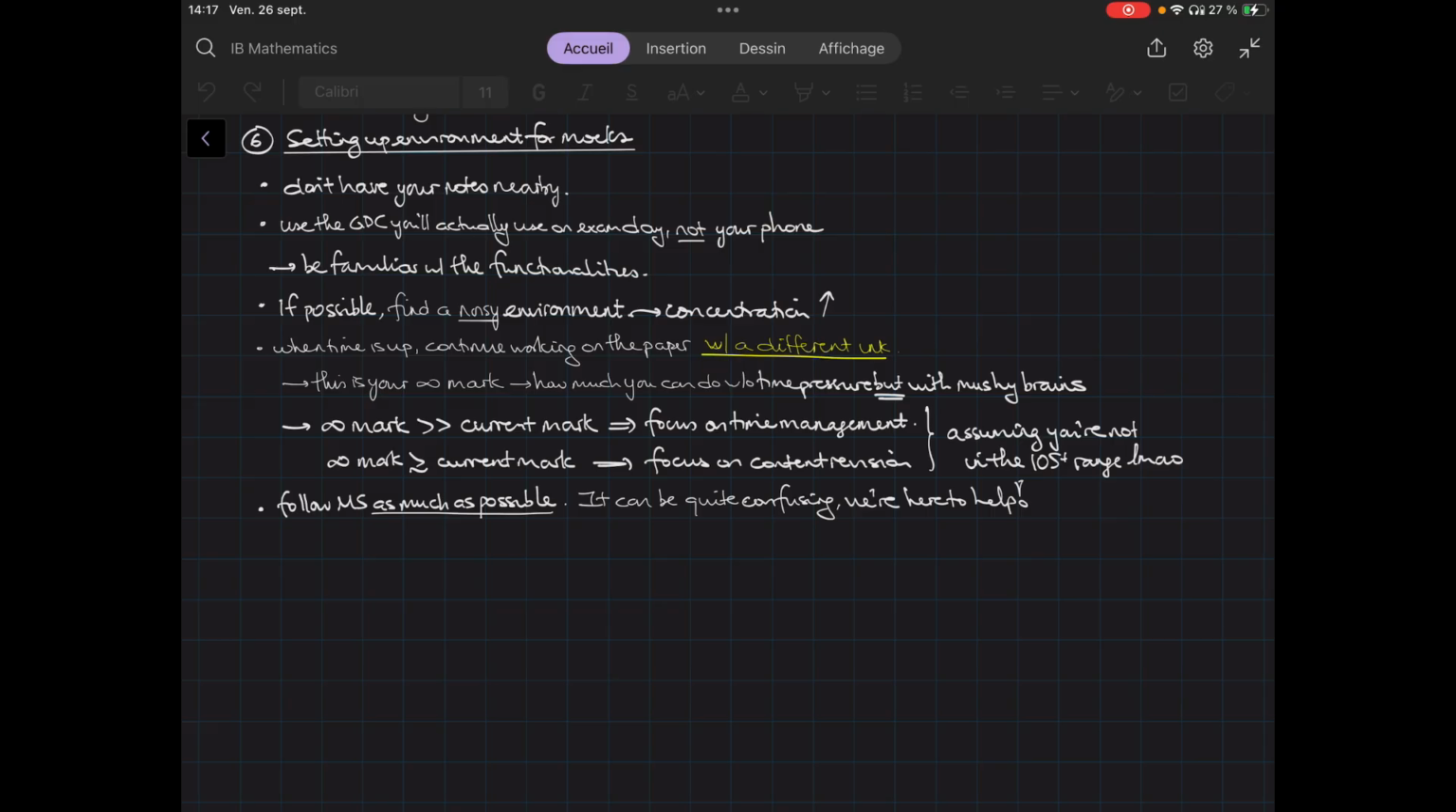If your infinity mark is greater than your current mark, it would be a good idea to focus on time management if there's a massive difference. If it is roughly similar, then focusing too much on exam techniques would not do a lot of good for you. You should focus on the content.